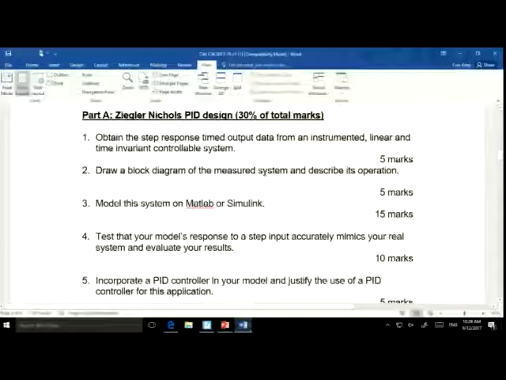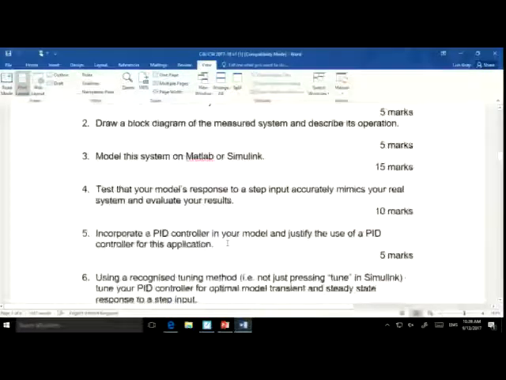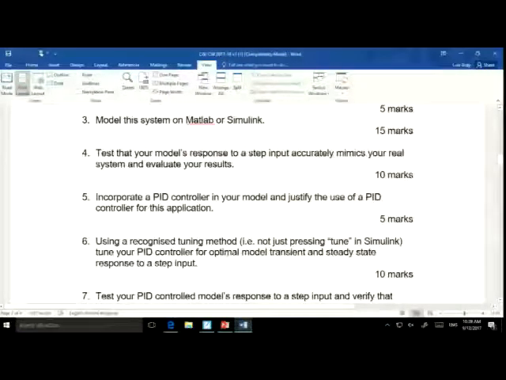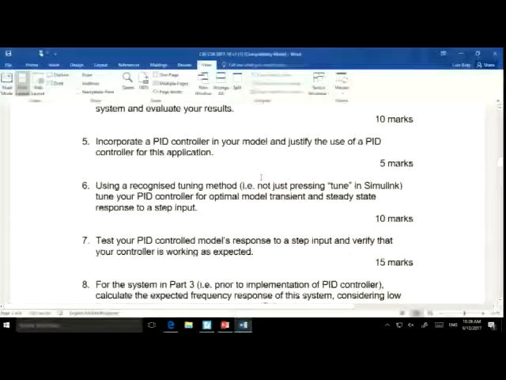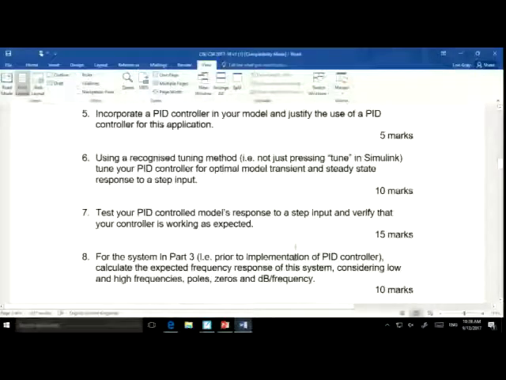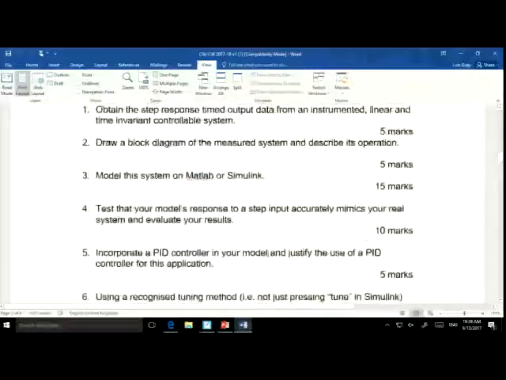You'll need to draw a block diagram. I don't know if you want to take some photos. There'll be stuff on the VLE about the Vitronic anyway. Then modelling it, and I'll obviously go into more detail later. Then testing that you've modelled it correctly, because there's no point designing a controller if your model isn't right to start with. Designing your controller, tuning your controller. There's a note there that there is a tune button in Simulink. I don't want you doing that, because that doesn't really teach you anything. Testing that. And then there's a bit about frequency response, which will be quite a bit later.